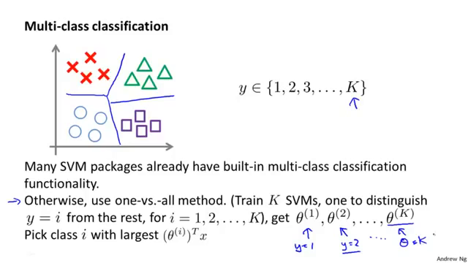And then lastly, this is exactly the same as the one versus all method we have for logistic regression, really. You just predict the class i with the largest theta i transpose x. So that's multi-class classification of SVMs. But the more common case is that there's a reasonable chance that whatever software package you use will already have built-in multi-class classification functionality. And so you don't even need to worry about this yourself.